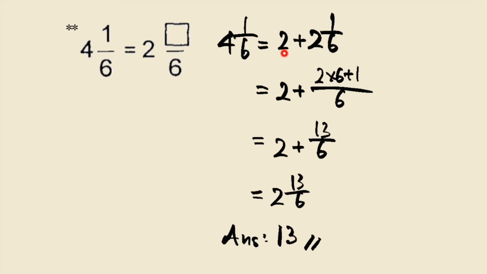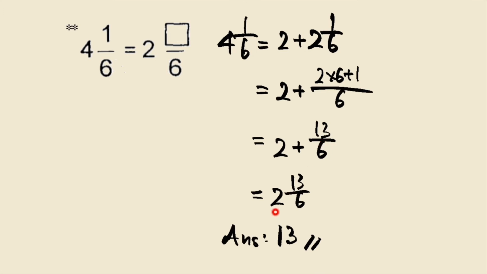Well, separate 2 wholes out. Take out 2 wholes. Because why? We are trying to show that, okay, we have the 2 wholes accounted for here, right? There it is. But what's left behind here is actually 2 and 1/6, which is 13/6. Therefore, the answer is 13.